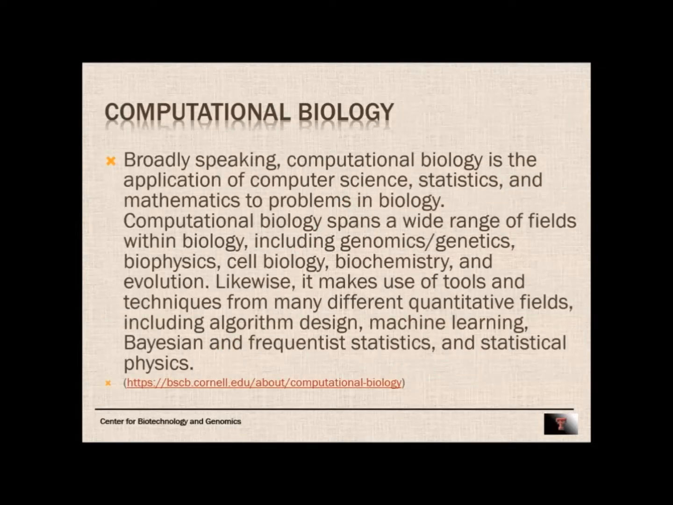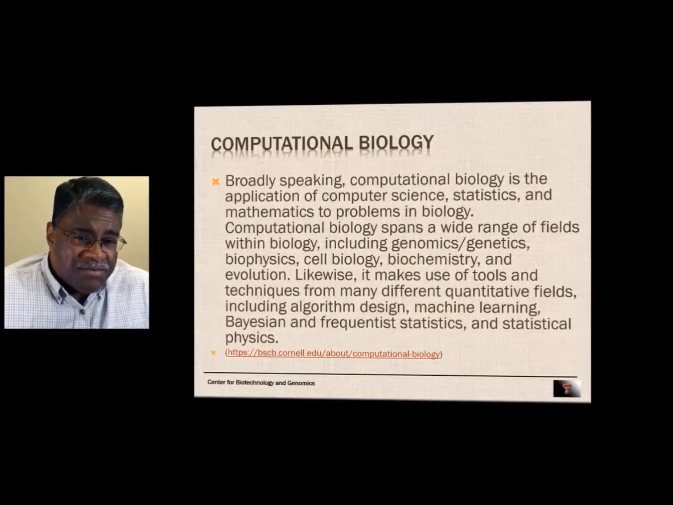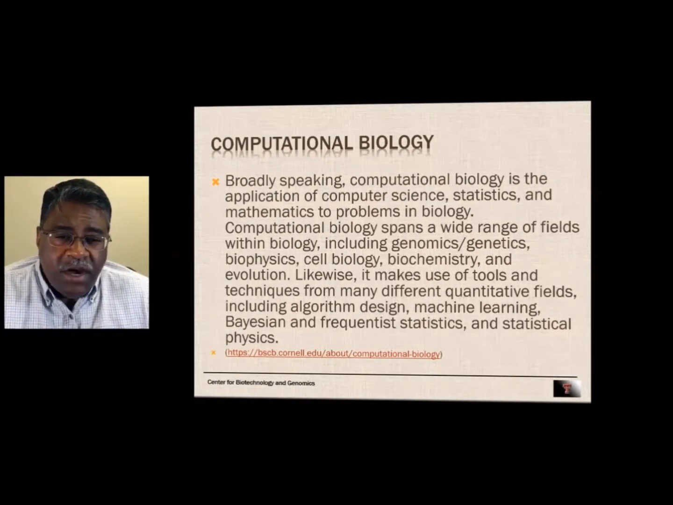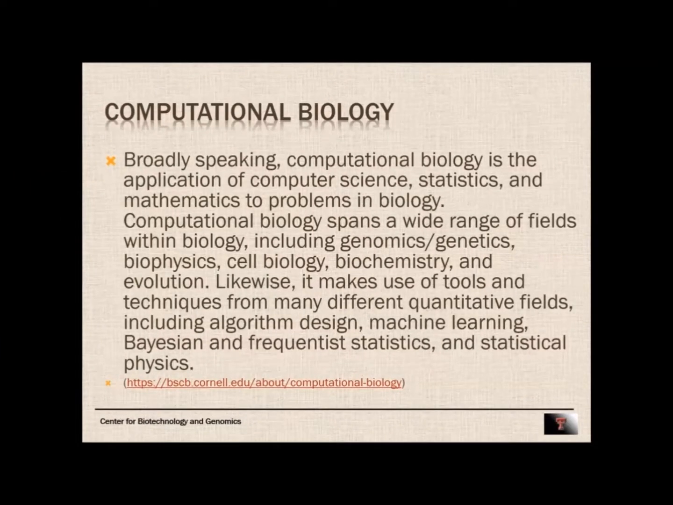One more definition of computational biology. Broadly speaking, computational biology is the application of computer science, statistics, and mathematics to problems in biology. But that now starts edging slowly into the definition of bioinformatics, as we have seen. Computational biology spans a wide range of fields within biology, including genomics, genetics, biophysics, cell biology, biochemistry, and evolution. Likewise, it makes use of tools and techniques from many different quantitative fields, including algorithm design, machine learning, this is something we've talked about before, Bayesian and frequentist statistics, and statistical physics. This definition comes out of Cornell.